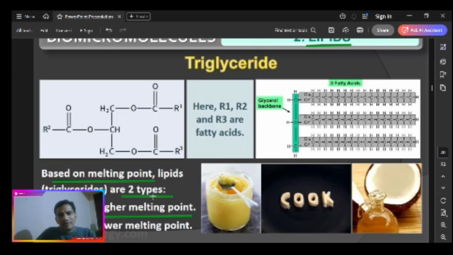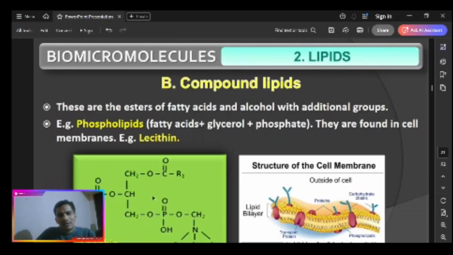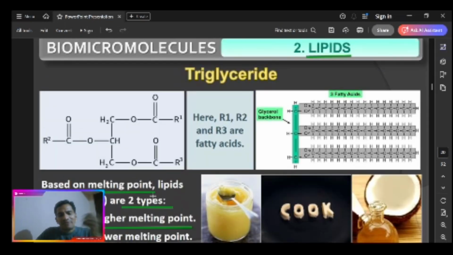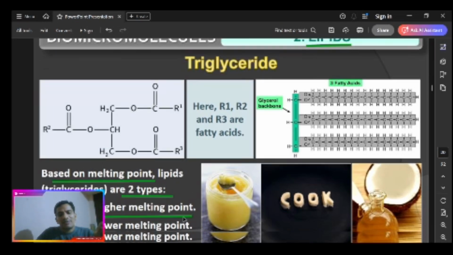Fats have a higher melting point, but oils have a lower melting point, so they are liquid at room temperature. The cooking oils we use are oils because the melting point is low. At room temperature they are liquid, but fat has a higher melting point. That's why ghee looks like a fat, right?